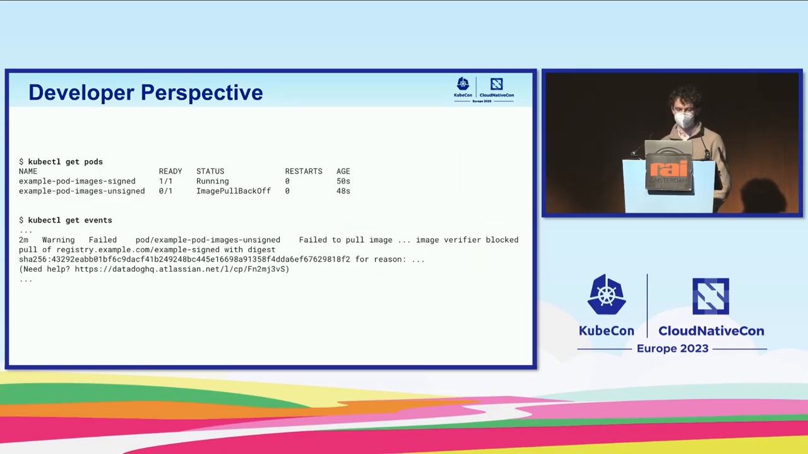So this slide shows the developer's perspective on the image verification system. If you try to run a pod that has all signed images, everything works as usual. Whereas if there's any unsigned image in a pod, the pod is put into an image pull error state. And developers can get full details on the issue using pod events. Because this is a new and potentially confusing error for developers to see, we've made sure to make the error messages as friendly as possible and also included an inline wiki link for support and escalation.